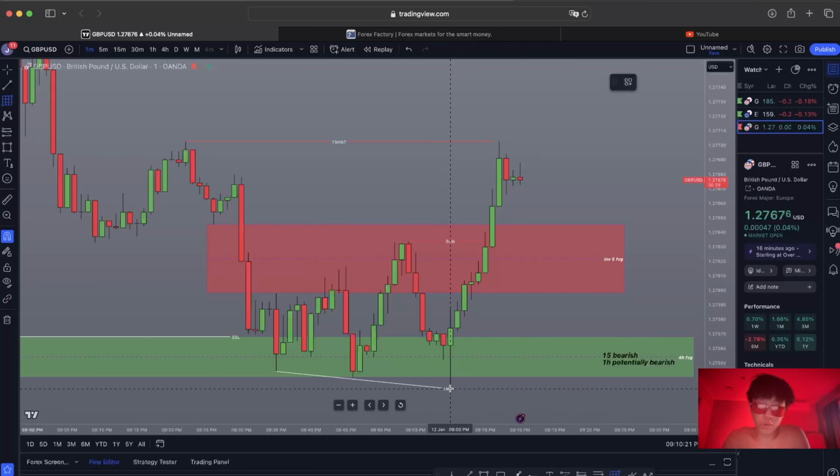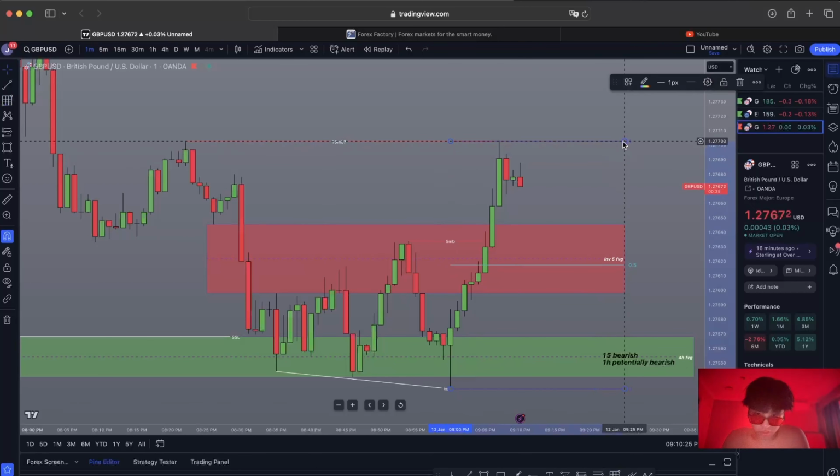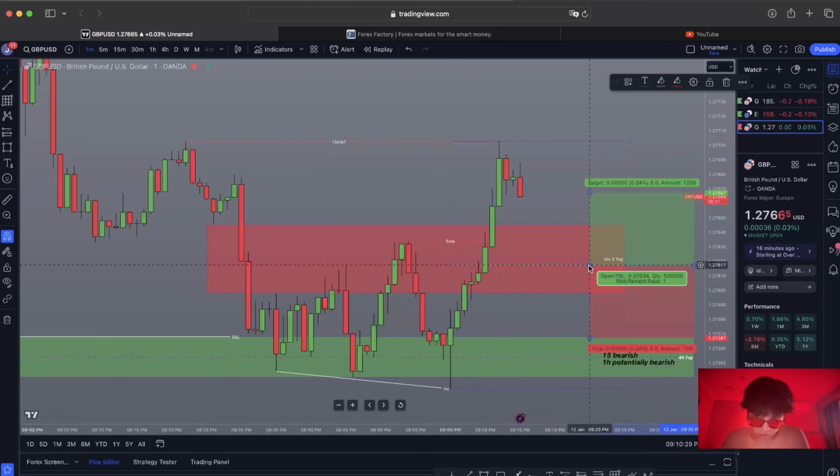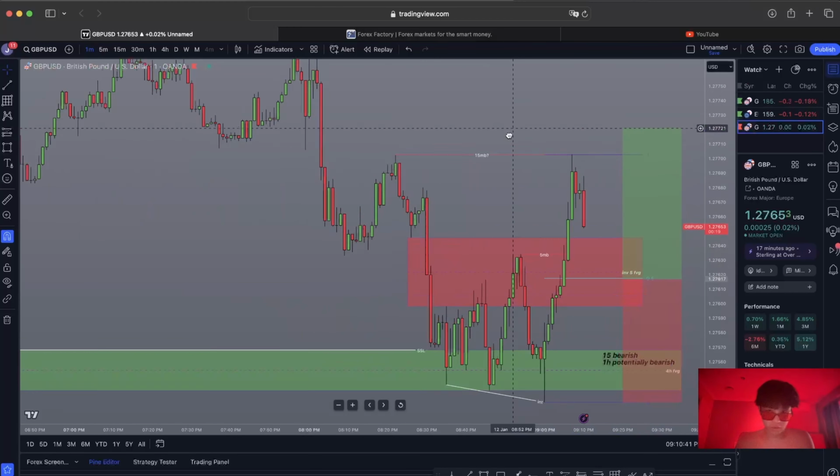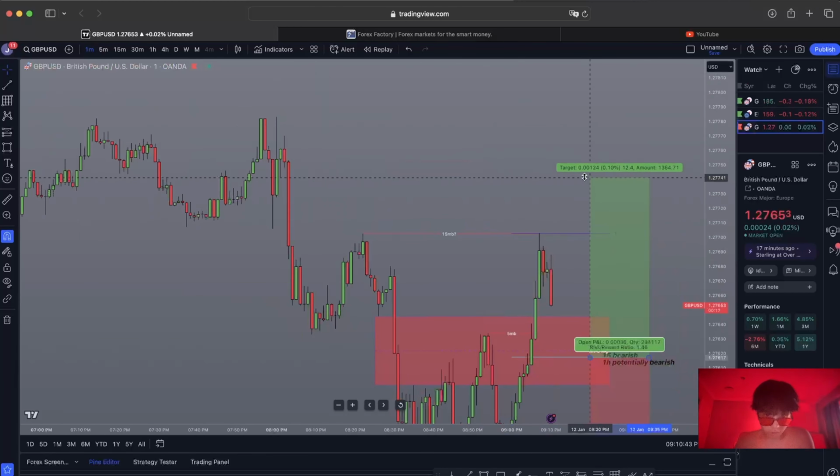Where would I want my entry to be on this trade? Somewhere around there. Entering here, stop loss at this low. Take profit 1 being the end of this fair value gap.